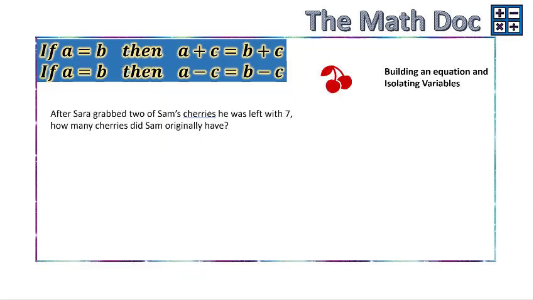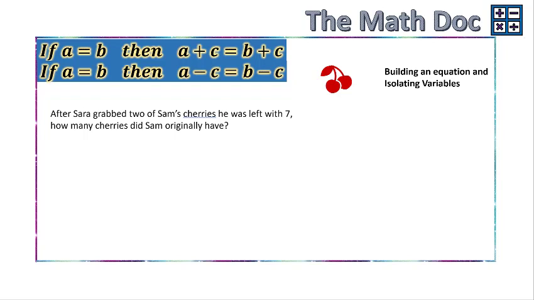So when we work with word problems here, we're actually going to have to build our equation, and we'll work through this real slow so you can follow and understand the process. So let's look at how we build an equation and isolate variables in a real word problem. Here's the problem. After Sarah grabbed 2 of Sam's cherries, he was left with 7. How many cherries did Sam originally have?